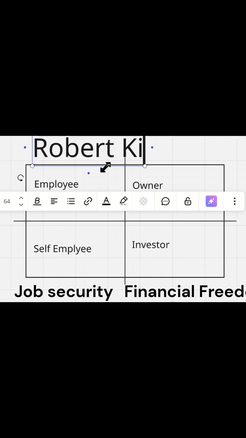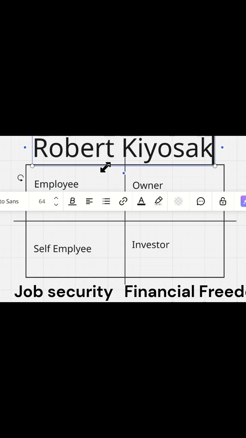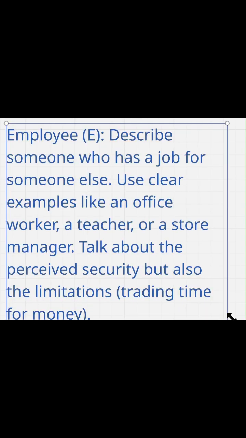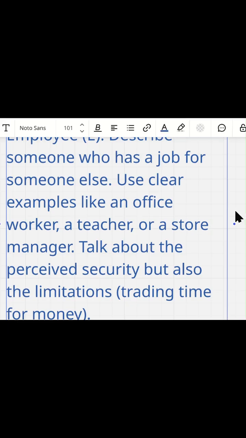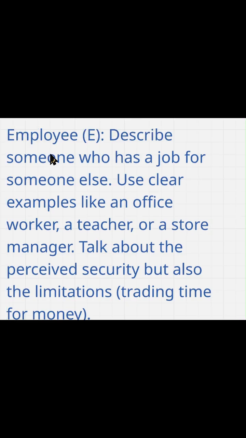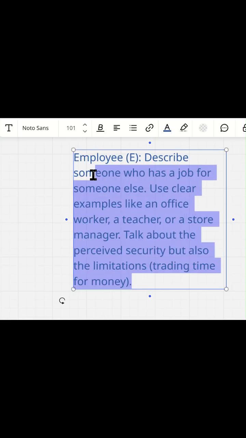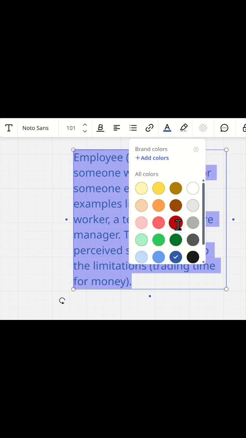representing financial freedom. The left side is security. The people on this side of the quadrant trade their time and effort for money. They are seeking security and a steady paycheck. Employee: you describe someone who has a job for someone else. Use clear examples like an office worker, a teacher, or a store manager. Talk about the perceived security, but also the limitations, trading time for money.